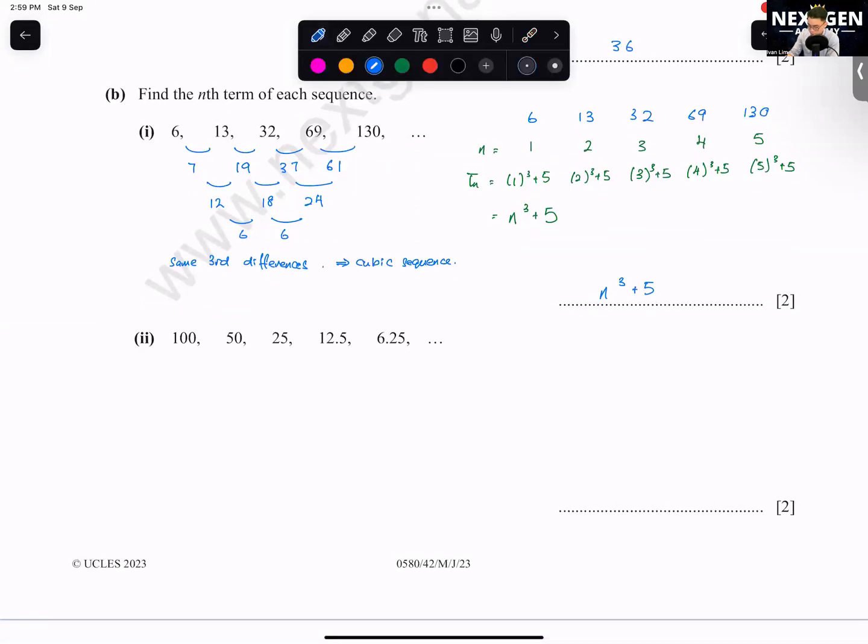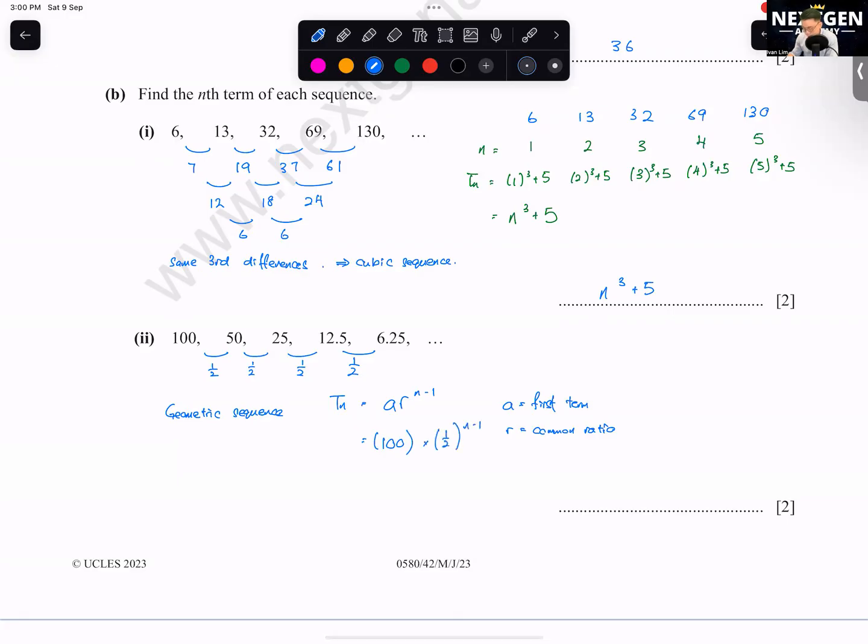Okay, so this one here. Let's see what's the pattern here. This one times 1 over 2, 1 over 2, 1 over 2, 1 over 2, right? So we know that this is called a geometric sequence. Geometric sequence, your nth term formula is A R to the power of n minus 1. A is your first term. R is called your common ratio. So my first term in this sequence is 100. My R is 1 over 2. To the power of n minus 1.